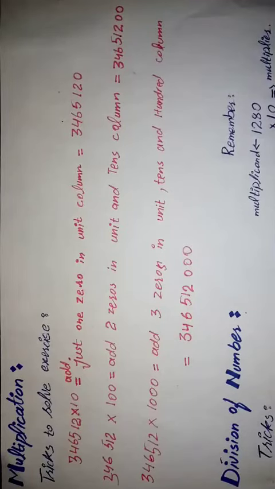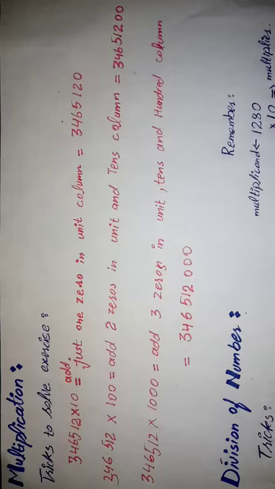Everyone, let's start multiplication, and there are some tricks to solve exercises. So let's start. 3465120 multiply by 10. When we multiply a number by 10, we just add 1 zero in the unit column, which means we add 1 zero at the end of the number: 3465120.